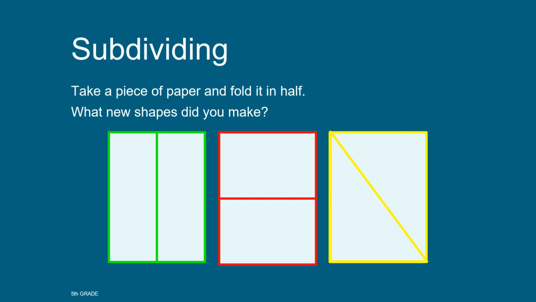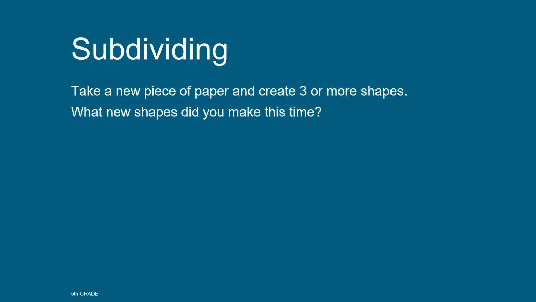Well, these are all ways to subdivide the rectangular piece of paper. We can even divide the rectangle into more than 2 shapes. So now take a new piece of paper and create 3 or more shapes out of that one rectangular piece of paper. What new shapes did you make this time?